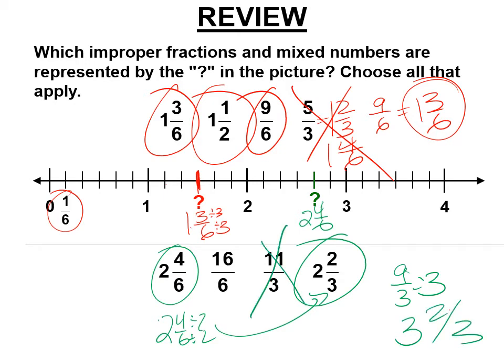So that's not right. 16/6, I said that upside down. 12/6 is 2. So this is 2 4/6. Yeah, this is also correct. So in both cases there, 3 out of 4 were correct, but that's not necessarily the case for the test.